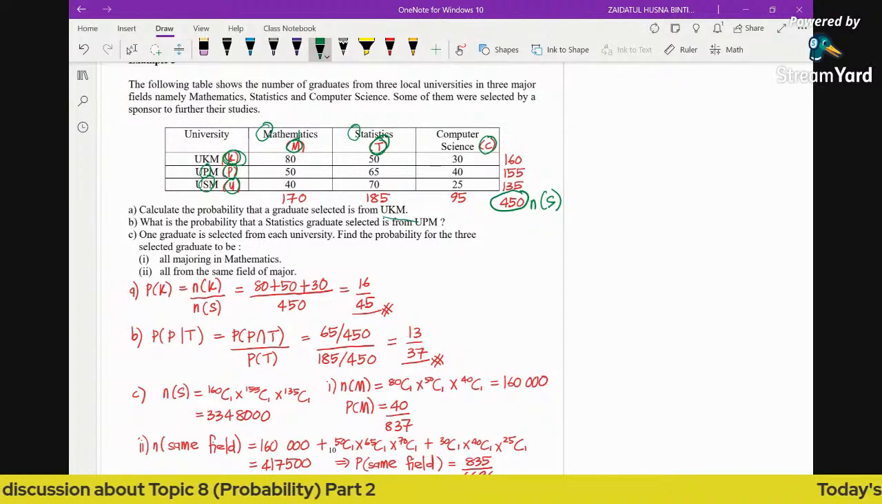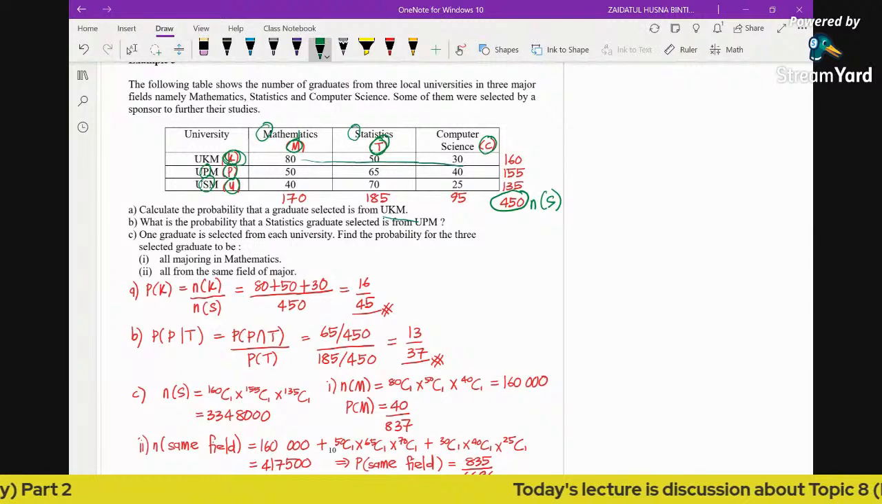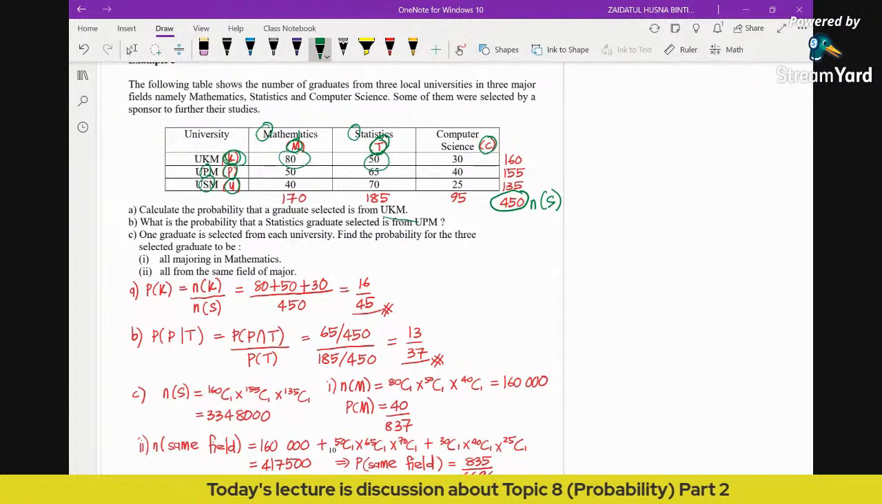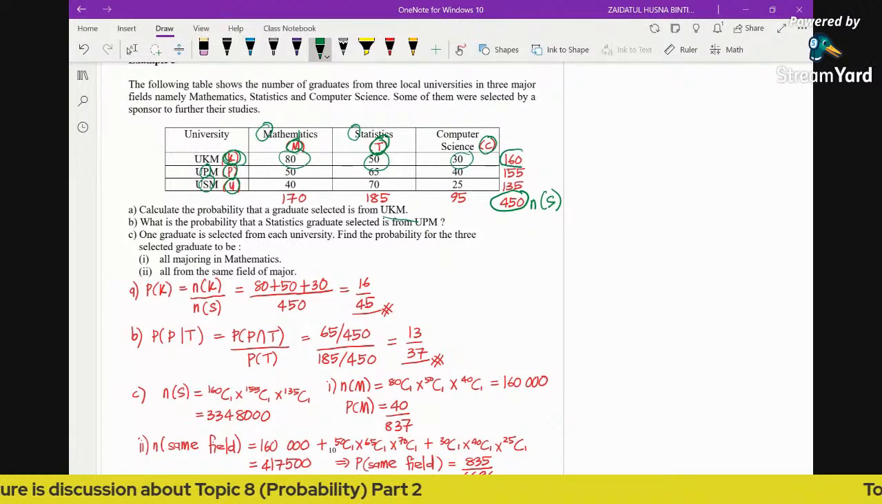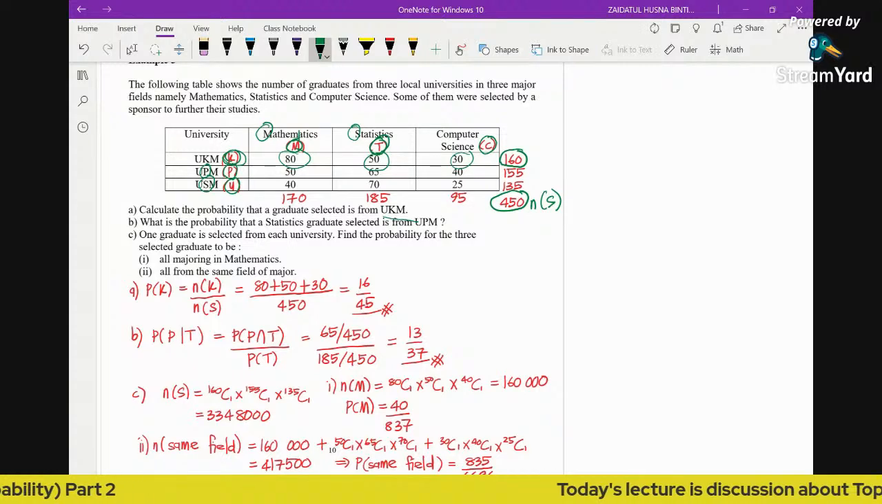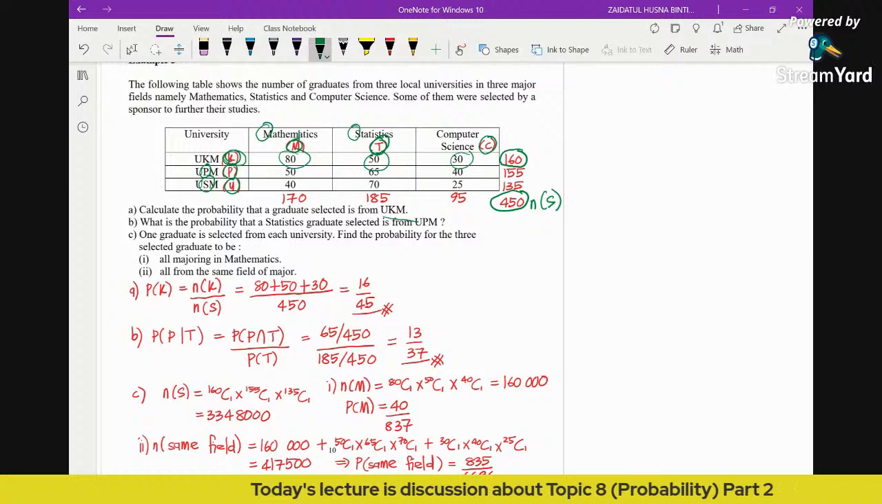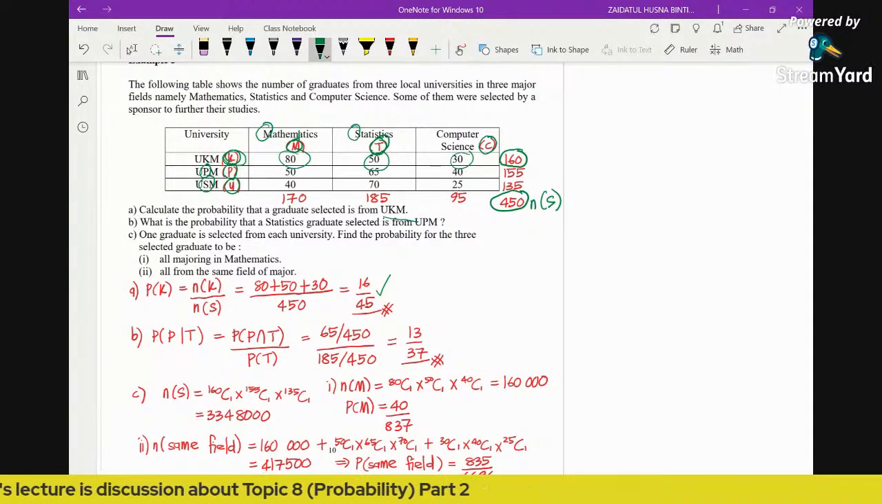Okay, so we total up all of the students, regardless of their major or course here, mathematics, statistics, or computer science. So you can see here the number of UKM students is 160. 80 plus 50 plus 30 is 160, divided by 450, and we will get the probability. So that is the probability of K.